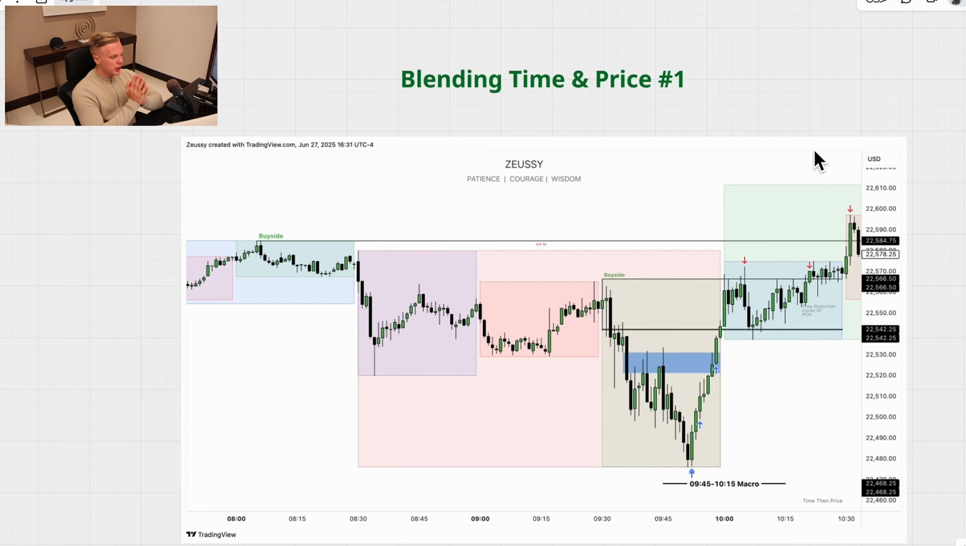When we pay attention to this delivery, what you can see is that I bought near the low of day on NASDAQ, where you can see that I went long during the 945 to 1015 macro and I pyramided along the way. I took partials at this buy side liquidity pool and I also took partials at the previous 90-minute cycle high right here.